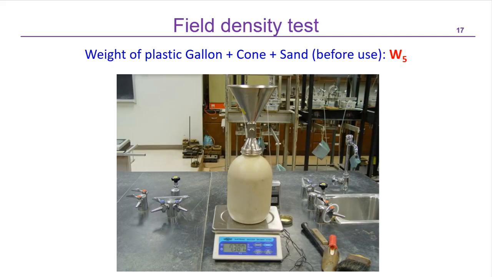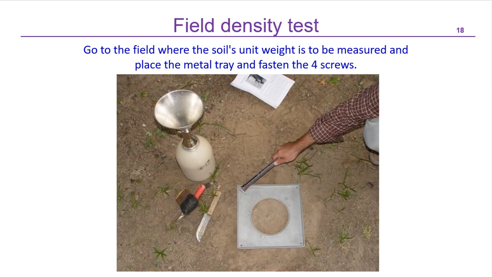But before we go outside, we have to fill this plastic gallon or jar again. We are going to fill this gallon with sand, place this cone on top of it, and do the weight again, and that weight will be W5. We will report all these things in a table. We will see it at the end of that table. Then we go to the field.